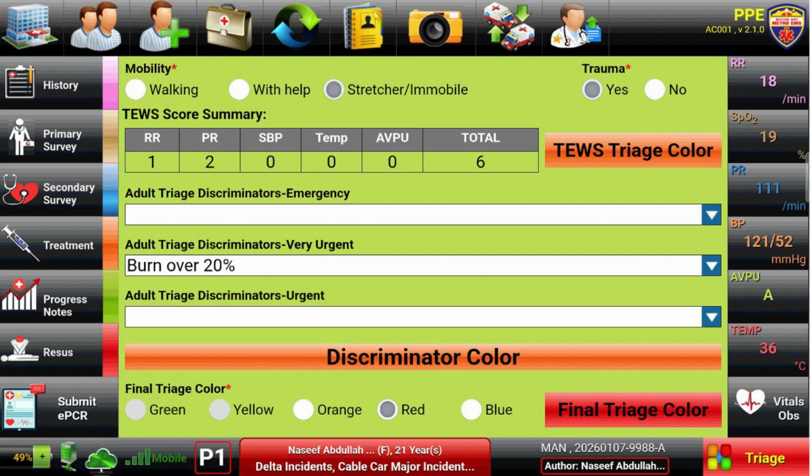After the first set of vitals have been taken, the patient can immediately be triaged for early prioritization. The ePCR does an initial triage presented by the square color box on the right side. A discriminator color has to be selected and may be equal to or upgraded to the automated color. In addition, triage discriminators may be added to indicate where the patient's condition presented urgent, very urgent, or an emergency.